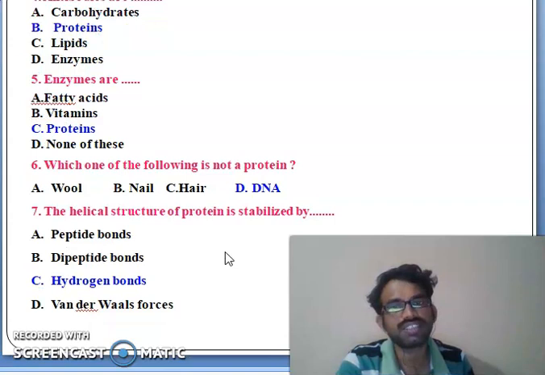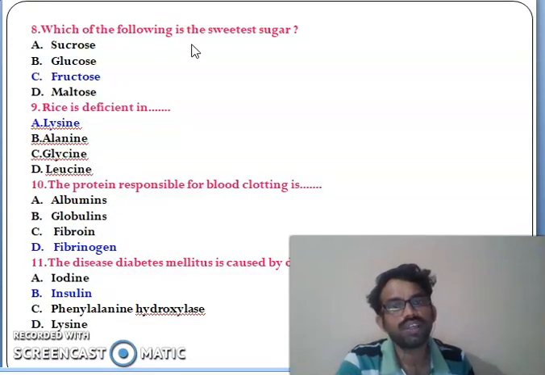And next you can see the eighth bit, which of the following is the sweetest sugar. So you can see here are four choices: sucrose, glucose, fructose and maltose. So the sweetest sugar is fructose. Fructose is the correct answer. And the ninth one, rice is deficient in lysine, alanine, glycine, leucine.